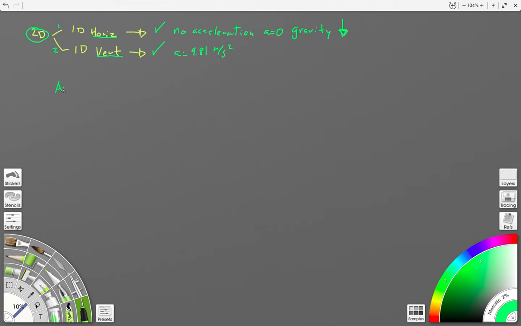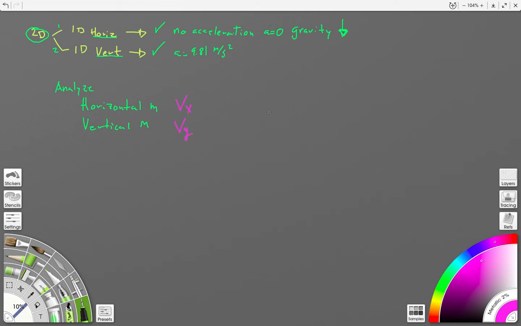We can analyze, first or second, however you want, the horizontal movement. And then we can analyze the vertical movement. Okay, the horizontal movement. How can we analyze horizontal movement? Well, we'll have a horizontal velocity in the x direction. And the vertical movement we'll have to analyze with a velocity in the y direction.